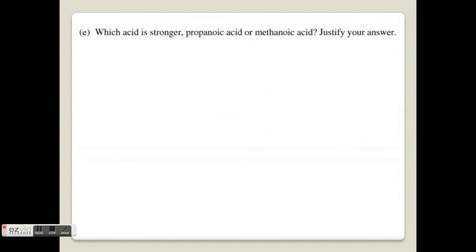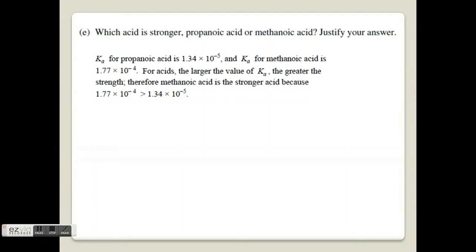Part E: which acid is stronger, propanoic acid or methanoic acid? Justify your answer. The stronger the acid is, the lower the pH value it has. So we know that Ka for propanoic acid is 1.34 times 10 to the negative 5th, and Ka for methanoic acid is 1.77 times 10 to the negative 4th. Therefore, the larger the value of Ka, the greater the strength, and methanoic acid is the stronger acid because 1.77 times 10 to the negative 4th is greater than 1.34 times 10 to the negative 5th.